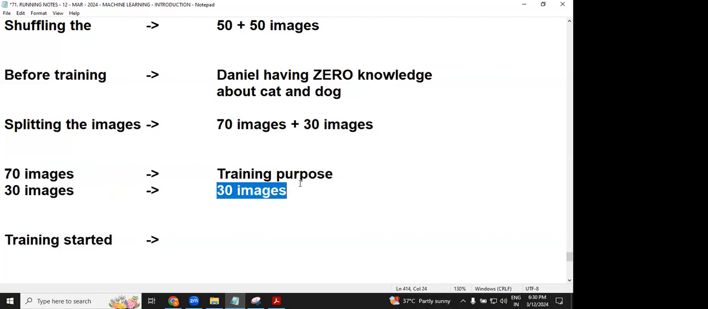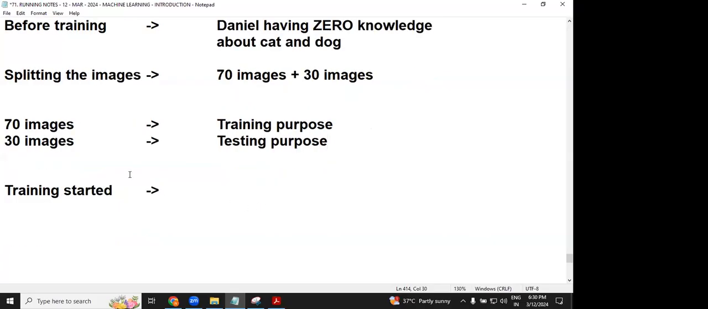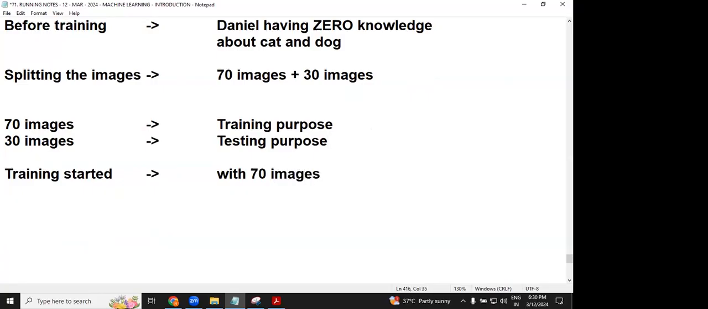Now the 30 images belong to what exactly? Testing purpose. Now training started. Training started with how many images? 70 images actually. Very good.